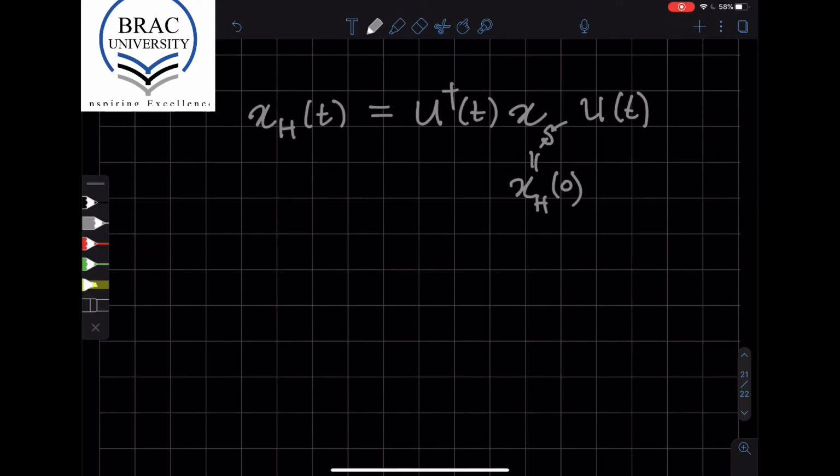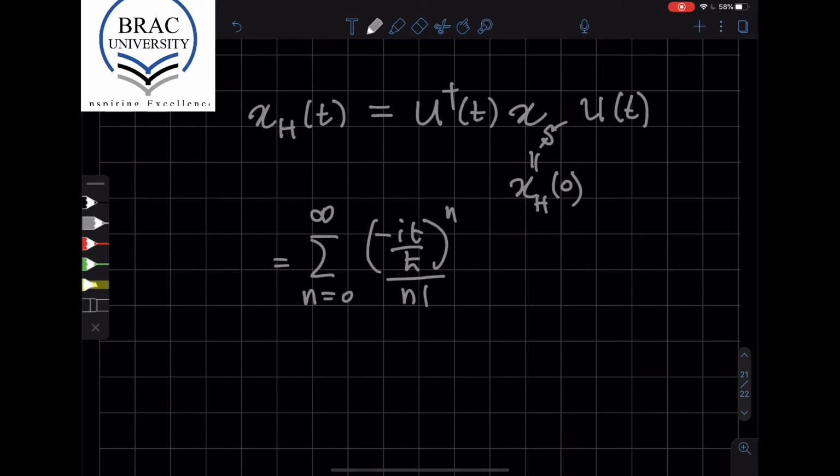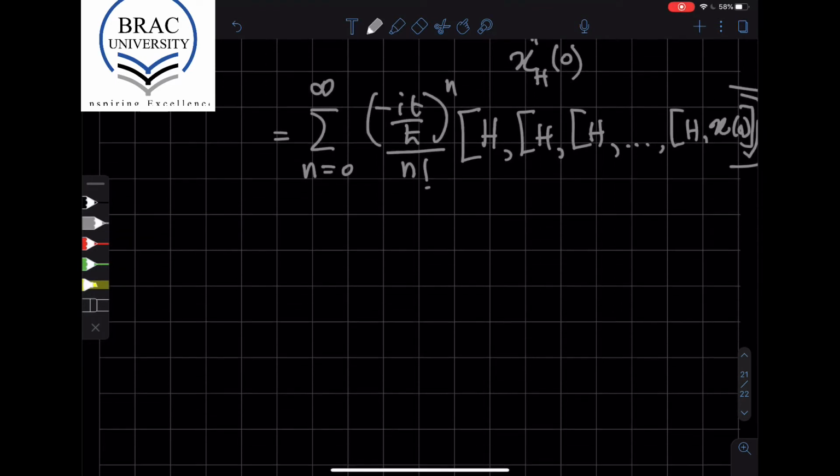So we are treating this x as an operator, so we are not going to commute it. We are not thinking of x as a number. So what is U dagger? To use this, we use the BCH formula. According to the BCH formula, this is going to be equal to an infinite sum of (minus i t over h bar) to the power n divided by factorial of n, times the nested commutator of H, n times, with x at time 0, and then we just stop the nested commutator. So this is what the BCH formula tells us.